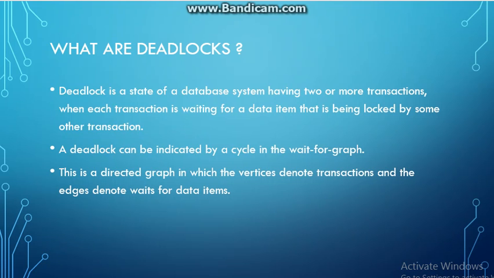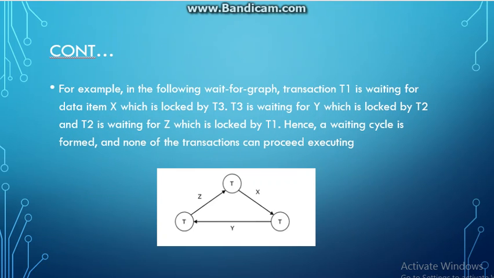So let's see an example. Here T1 is waiting for data item X, which is locked by T3. T3 is waiting for Y, which is locked by T2, and T2 is waiting for Z, which is locked by T1. Hence a waiting cycle is formed and none of the transactions can proceed with execution, and hence deadlock has occurred here.